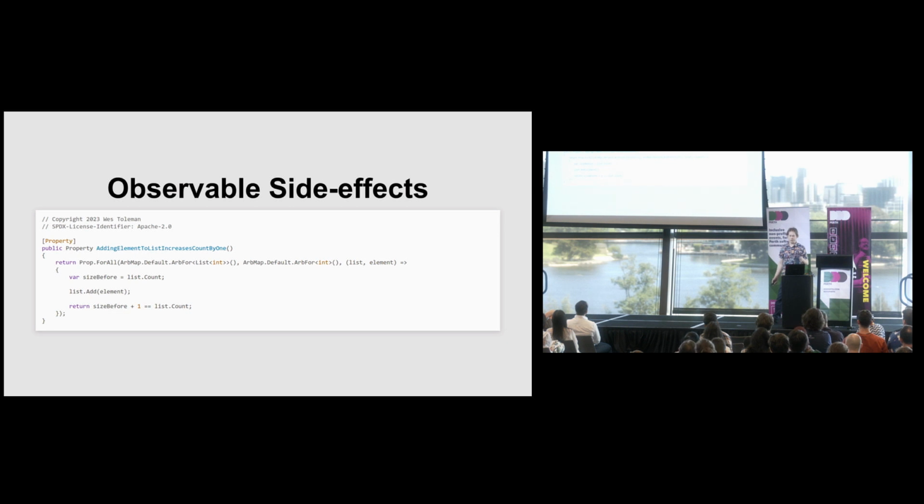Observable side effects. Actions that change the system state have side effects we can observe after. Some operations will change the state of an object. Adding an element to a list will increase its length. Creating an entity will add data to the database we can retrieve and validate. The test can perform an action and then check that the system state has changed.